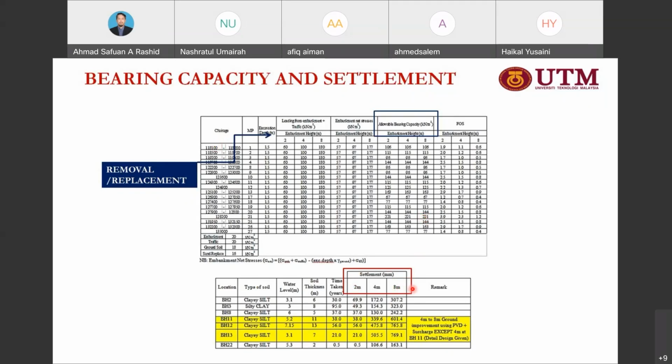Then there is a settlement measurement, which is based on the location of the borehole. They have borehole 2 until borehole 22. So this is the amount of settlement due to the embankment height of 2 meter, 4 meter, and 8 meter height. It is recommended to use the PVD with a surcharge. So they put in the remark.